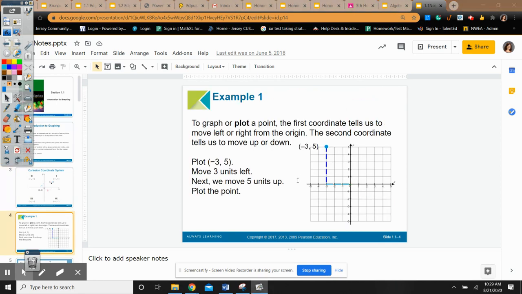So a little refresher, how do we plot these points? First we go left or right, and then we will go up or down. So when you plot negative 3, 5, you go negative 3 in the x direction because this is the x-axis. So you go 3 to the left, and then you go 5 up in the y direction, and it's positive. So negative 3, 5 would be this point right here on our coordinate grid.